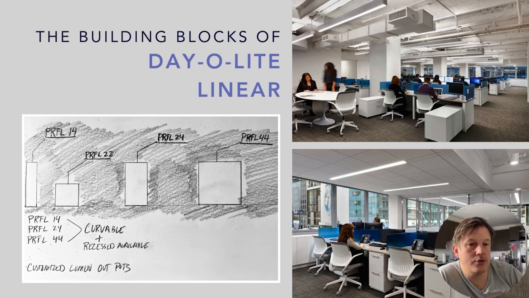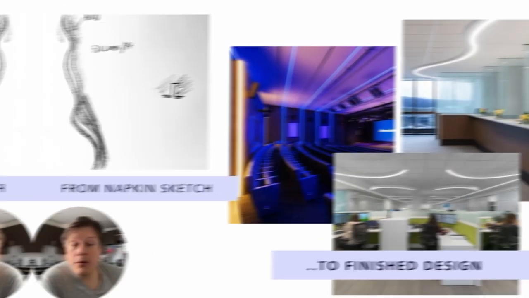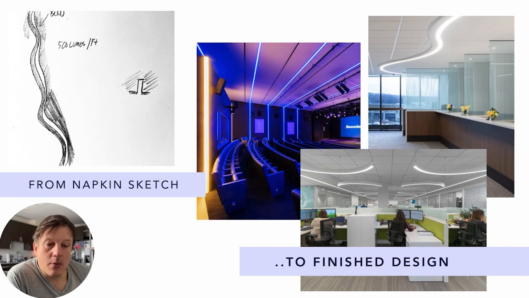So whether we're talking about straight linear like you're seeing on this slide here, or more complicated things that we're going to see in a second, this is the kind of building block you're going to start from. And it really is a dynamic system. What I mean by that is you can sit with a napkin sketch and walk through the beginnings of what your design wants to be, and we can bring that to Day-O-Lite and talk about feasibility.